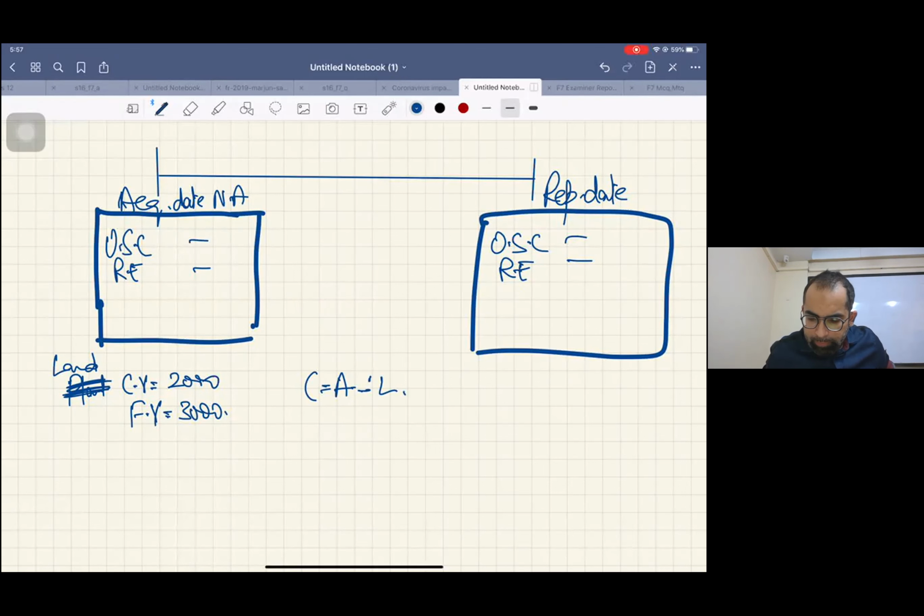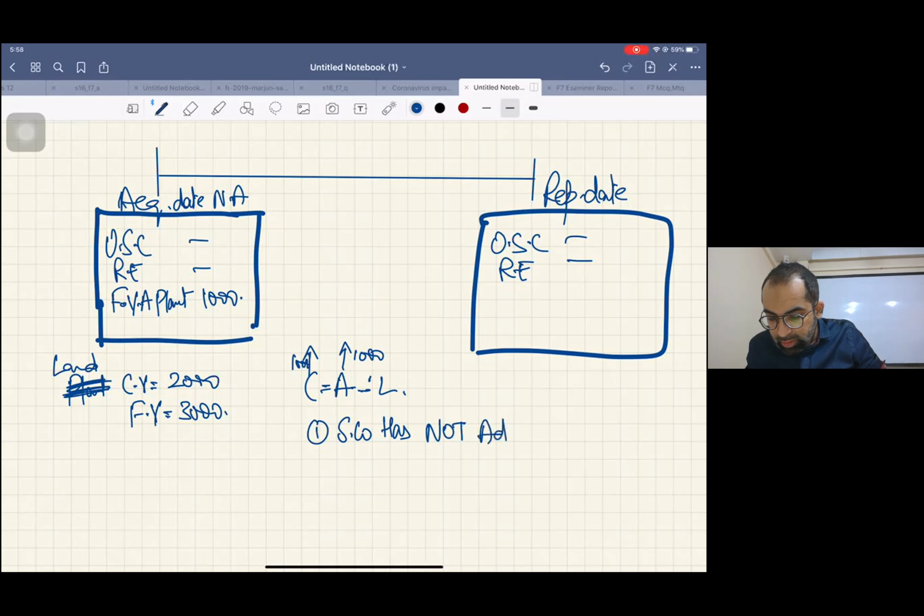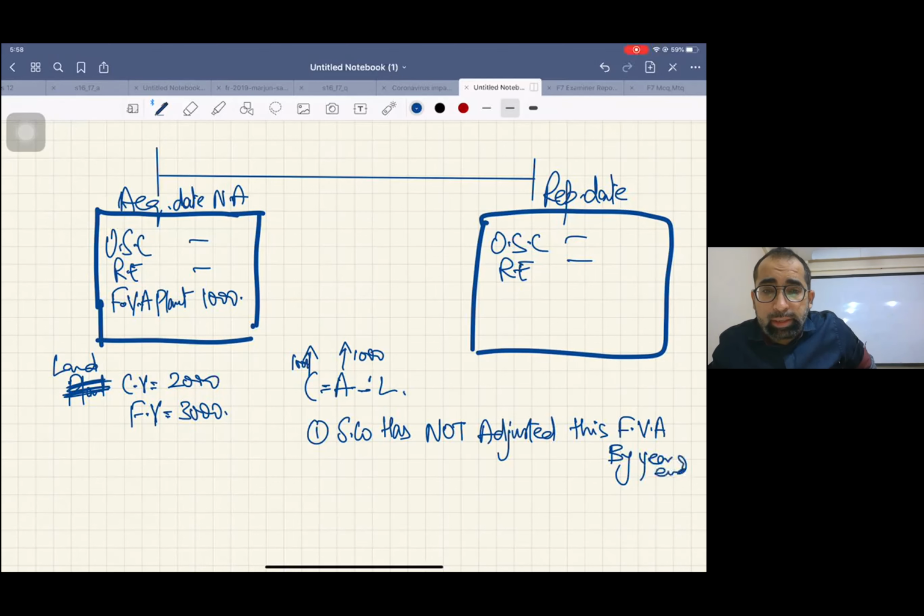And when your asset is going up by 1000, your net asset also goes up. So how do you do it? You write here fair value adjustment plant, 1000 here. And now open your eyes. Don't sleep. In 90 or 95% of questions in your exam, it is written in the first point that S company has not adjusted this fair value adjustment by the year end.